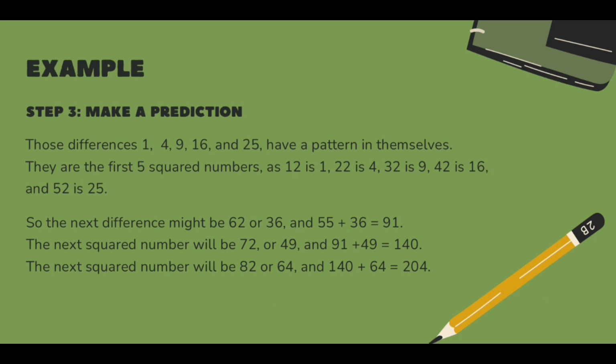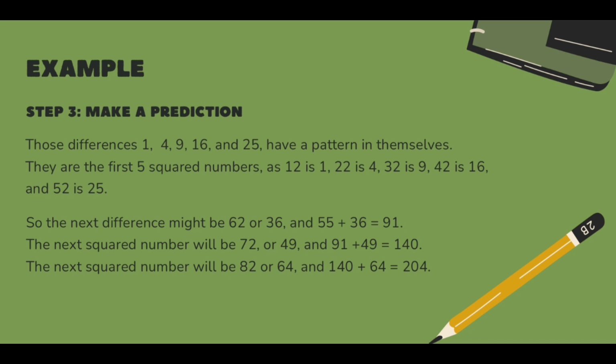Step 3. Make a prediction. Those differences 1, 4, 9, 16, and 25 have patterns in themselves. They are the first 5 squared numbers, as 1² is 1, 2² is 4, 3² is 9, 4² is 16, and 5² is 25.